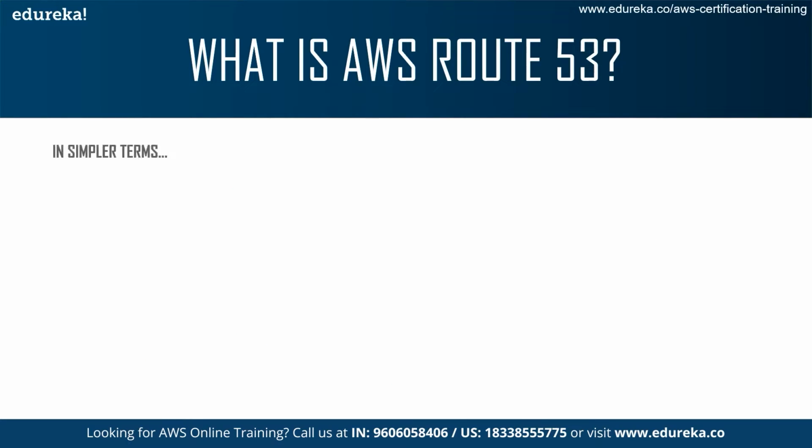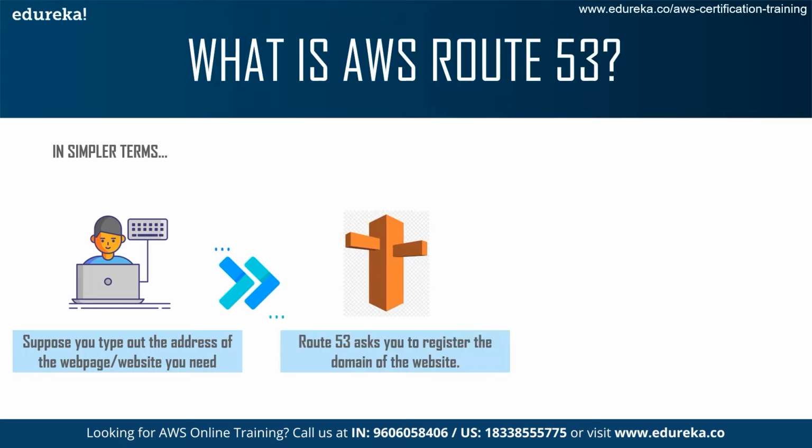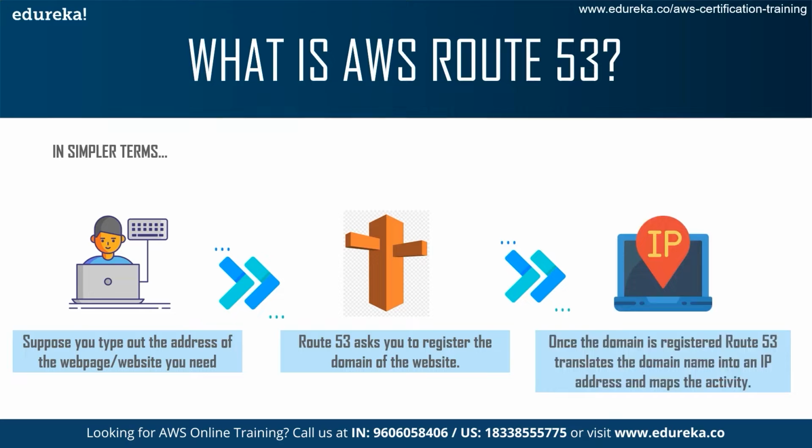So in simpler terms, suppose you type out the address of the web page that you need, right? What Route 53 does is it asks you to register the domain of the website. And once you do that, Route 53 translates the domain name into an elastic IP address, which can be accessed by the public, right?